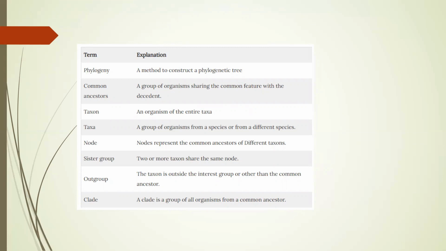Then you have the sister group. Two or more taxons share the same node and they are called a sister group. Outgroup. The taxon is outside the interest group or other than the common ancestor. A clade. A clade is a group of organisms from a common ancestor.